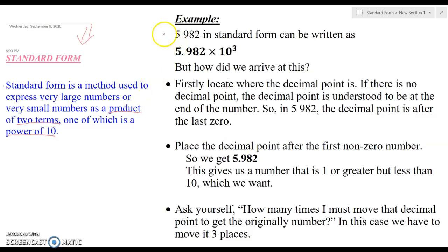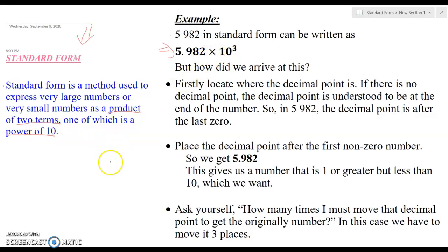So let's show you an example here. We have 5,982. We want to write that in standard form. Well, the answer is already here, but we want to figure out how we actually get to this. So 5,982 in standard form is 5.982 times 10 to the power 3. All right, so let's see how we actually get to this.